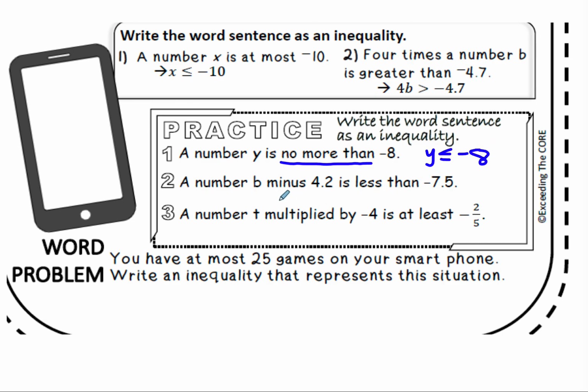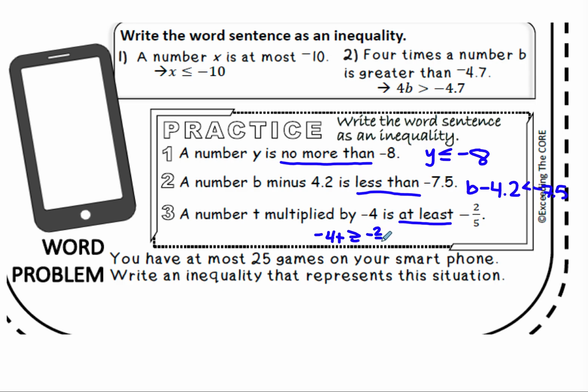All right. Number 2, a number b minus 4 2/10 is less than, here's your key phrase, less than negative 7.5. b minus 4 2/10, less than looks like a sloppy L, less than negative 7.5. And then the last one, a number t multiplied by negative 4 is at least, there's our inequality sign, at least negative 2/5. So t multiplied by negative 4 is negative 4t, at least, so greater than or equal to, negative 2/5.